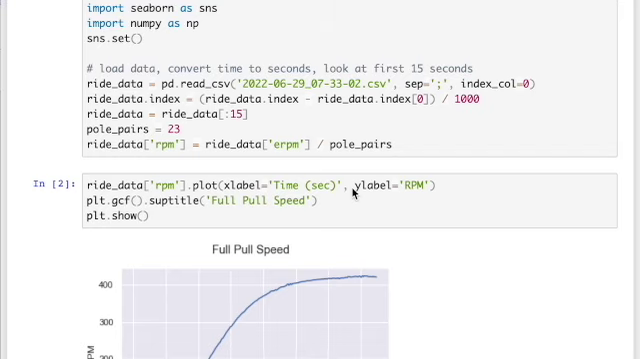We load the data into a Python Jupyter notebook, create a time axis in seconds, and create a column of data for the motor RPM from the eRPM. Each of the following graphs will be from a single run of data with a pinned throttle.